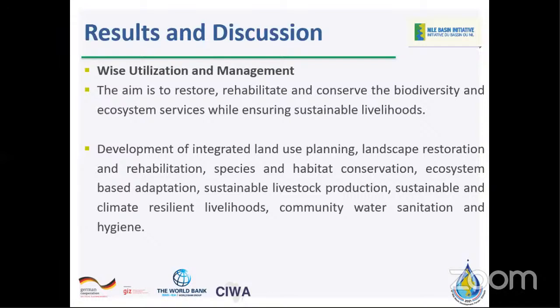So we try to see what better options can be thought of about the situation of the wetland. So we propose wise utilization and management. In this case, the aim is to restore, rehabilitate, and conserve the biodiversity ecosystem services while ensuring sustainable livelihoods. There are different activities to be performed under the wise utilization and management scenario, like land use planning, landscape restoration, rehabilitation, species and habitat conservation, sustainable livestock production. These are some of the activities to be performed under the wise utilization and management approach.